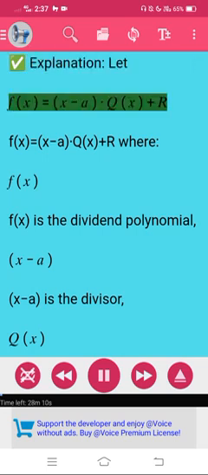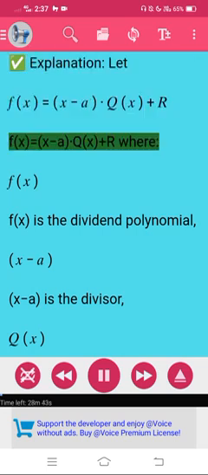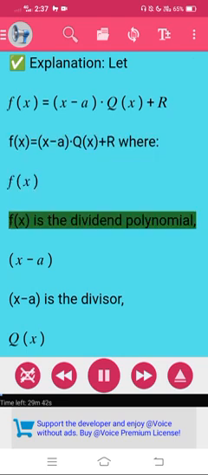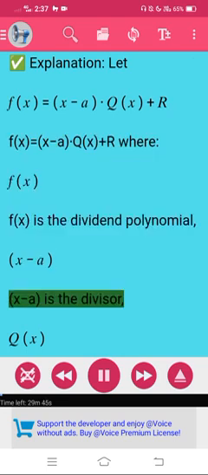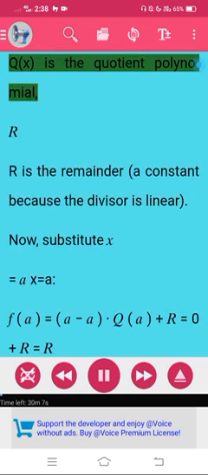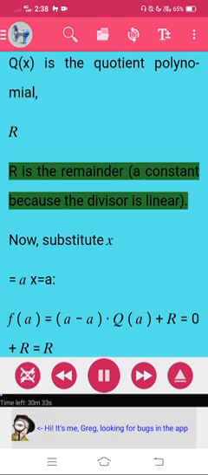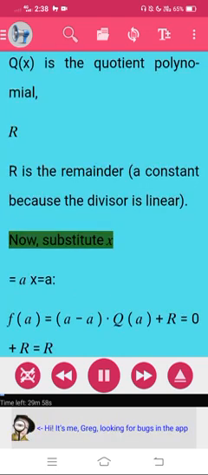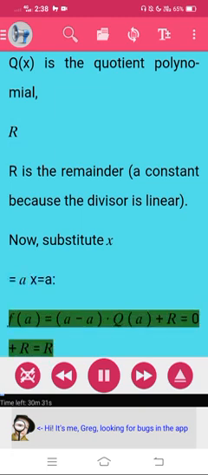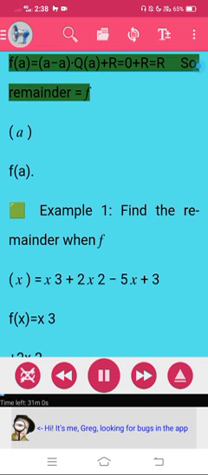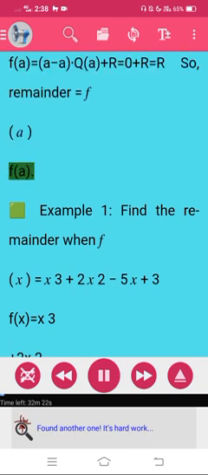Explanation: let f(x) equal (x minus a) times q(x) plus r, where f(x) is the dividend polynomial, x minus a is the divisor, q(x) is the quotient polynomial, and r is the remainder, a constant because the divisor is linear. Now substitute x equals a. f(a) equals (a minus a) times q(a) plus r, which equals 0 plus r, which equals r. So the remainder equals f(a).